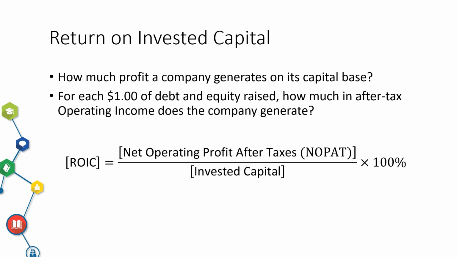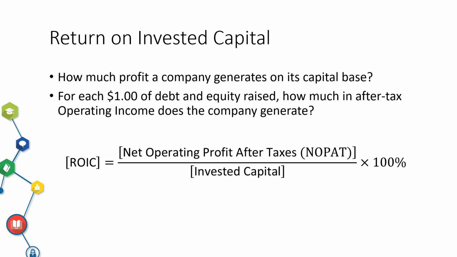ROIC is very similar to ROE and ROA, but is a bit more involved. The upshot is it gives the clearest picture of exactly how efficiently a company is using its capital and whether its competitive positioning allows it to generate solid returns from the capital. In a nutshell, ROIC measures, for each $1 of debt and equity raised, how much in after-tax operating income the company generates. Here is the formula.